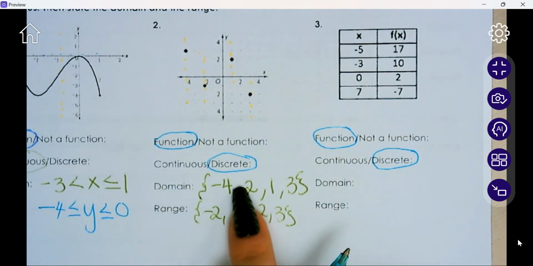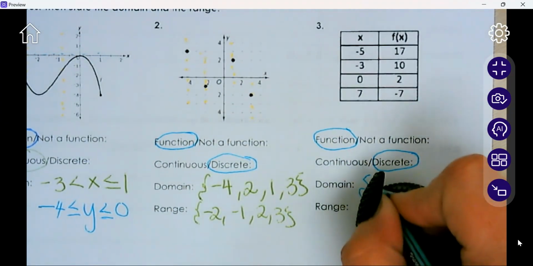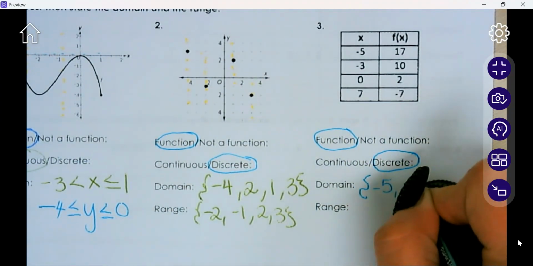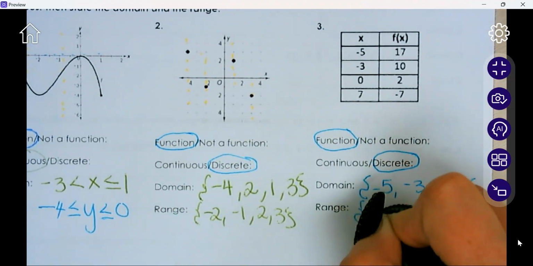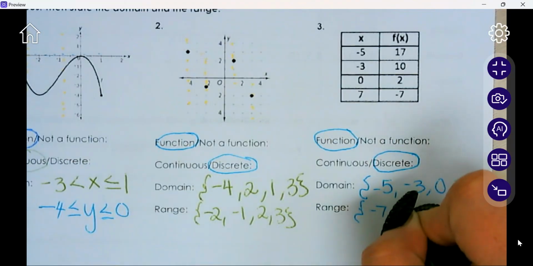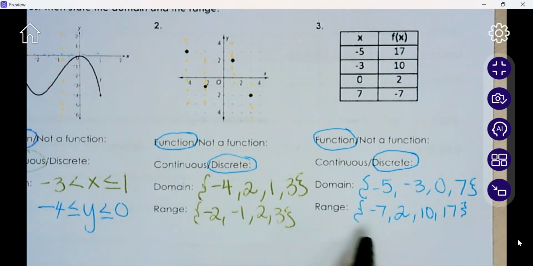You list it the same way as the other discrete one. You're going to write it in a list. So the domain, least to greatest, is -5, -3, 0, 7. The range is -7, 2, 10, 17. Once again, least to greatest.